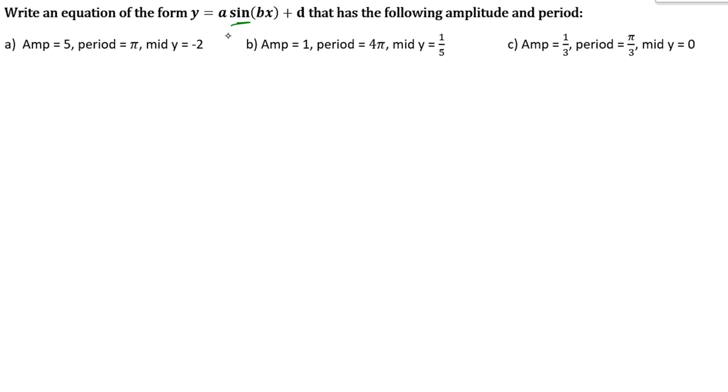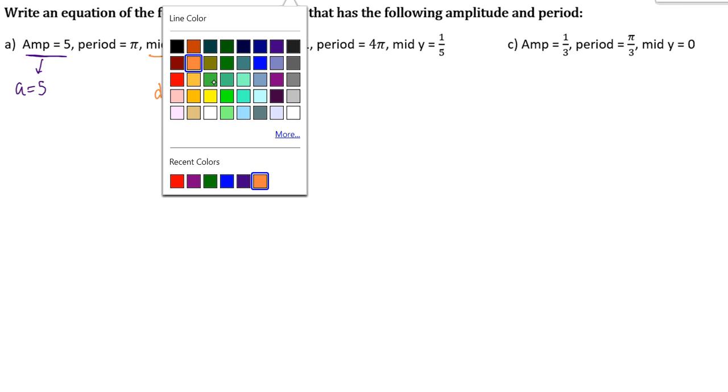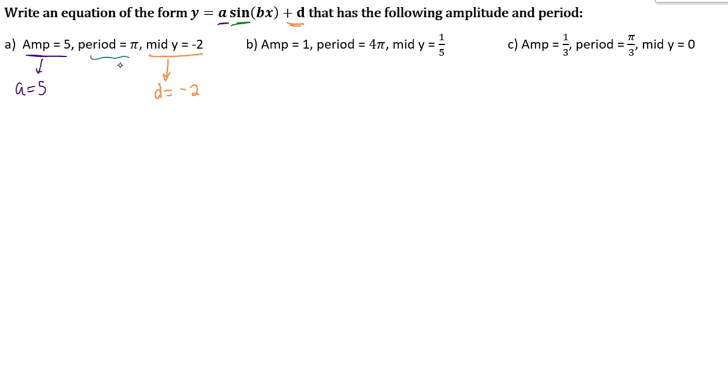So this first one says we've got an amplitude of 5. That automatically tells us that in our equation right here, little a is going to be 5. It also says that the midline is at y equals -2, which automatically tells us that our d is -2. Those two, not too bad, kind of nice and easy. Then when we come down here to the period, a period of pi needs a little bit more work.